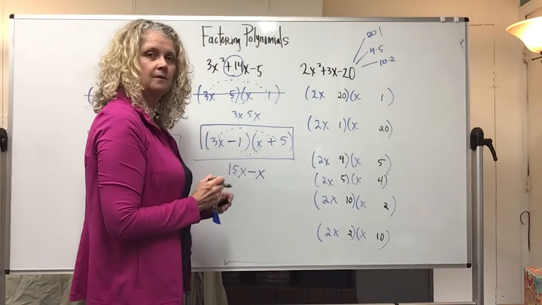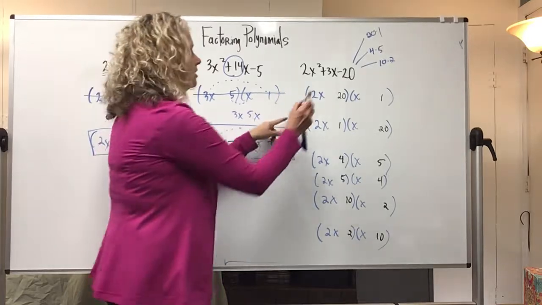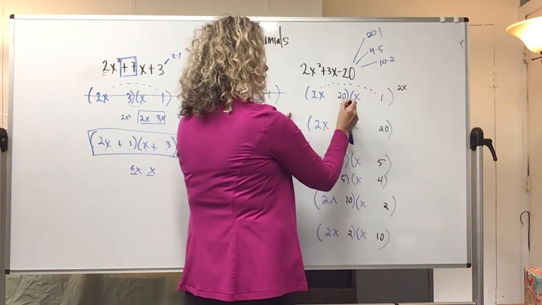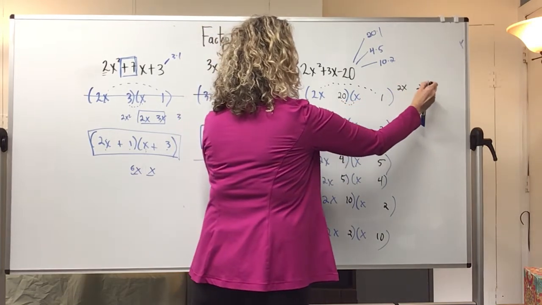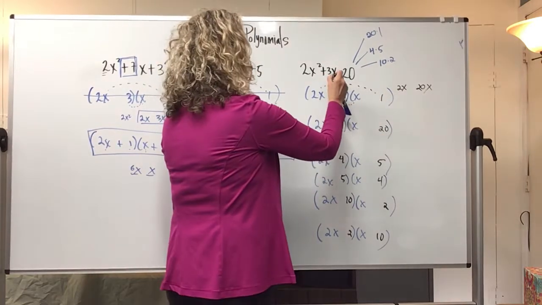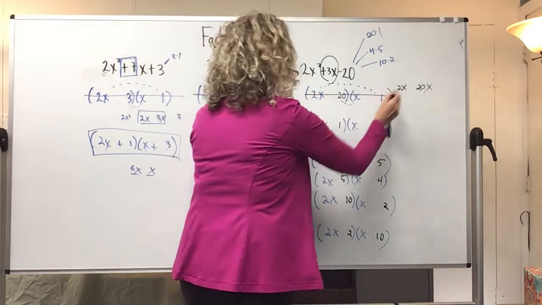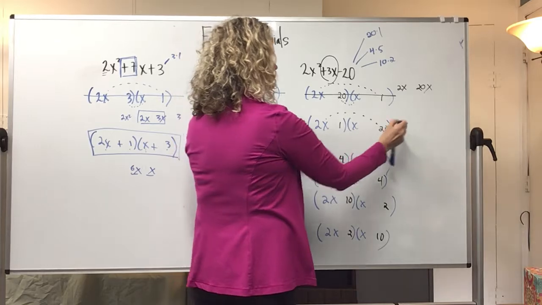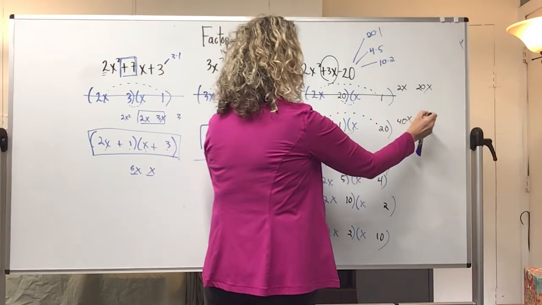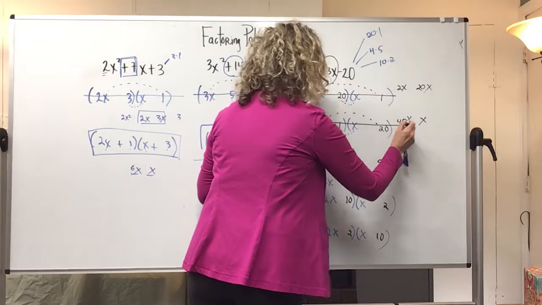So here we go. I'm going to check the outer and inner. Obviously 2x times x is 2x squared. So if we do outer and inner, 2 times 1 is 2x, 20 times x is 20x. And notice no matter how you subtract a 2 and a 20, you are never going to get a positive 3. Not ever. So that's not an option. 2x times 20 is 40x. 1 times x is x. And notice again, a 40 and a 1 will never add or subtract to a 3.